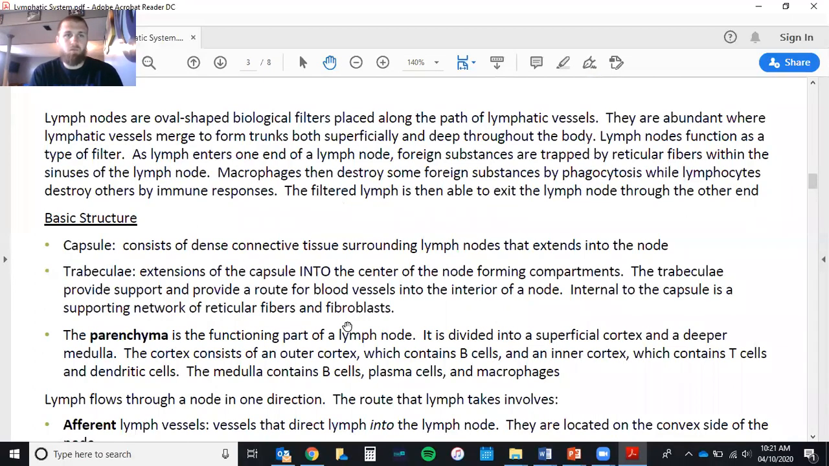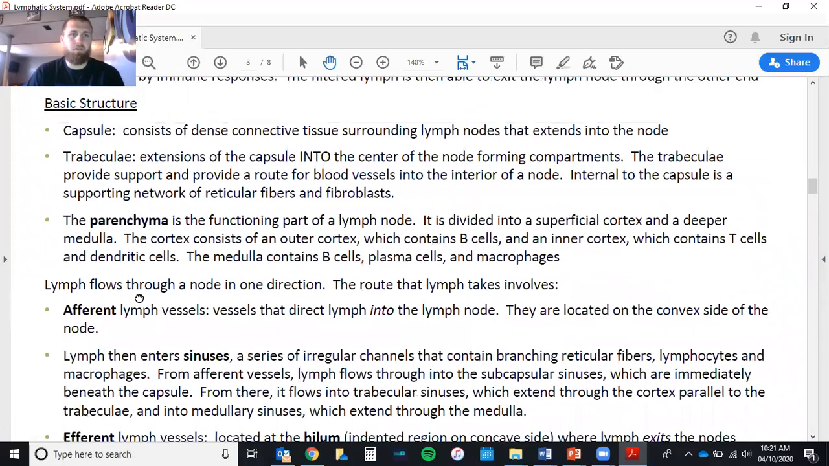Okay. As lymph enters one end of a lymph node, foreign substances are trapped by reticular fibers within the sinuses of the lymph node. We have macrophages here. Remember, those are like Pac-Man, chewing up stuff, digesting them, performing what's called phagocytosis. We've got many lymphocytes that do what they do, responding and performing immune responses. Once that lymph has been filtered, it's able to exit the other side of the lymph node.